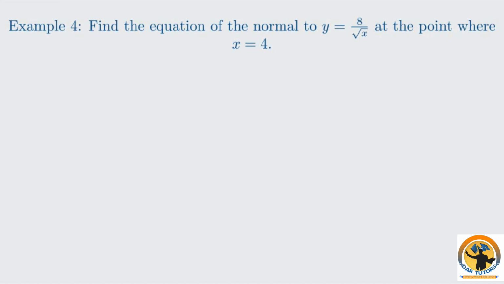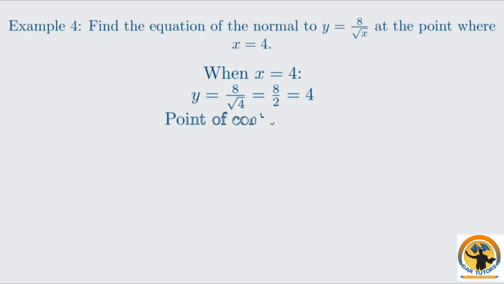First, we need the point of contact. We are given x equals 4. We find the corresponding y value by substituting into the original equation. When x is 4, y is 8 over the square root of 4, which is 8 over 2, or 4. So the point of contact is (4, 4).